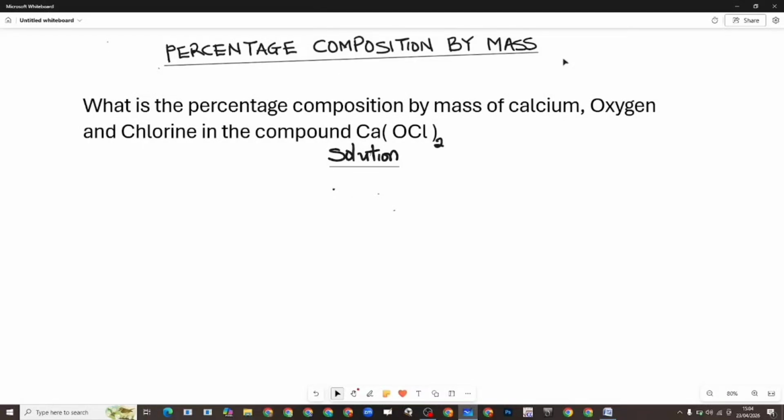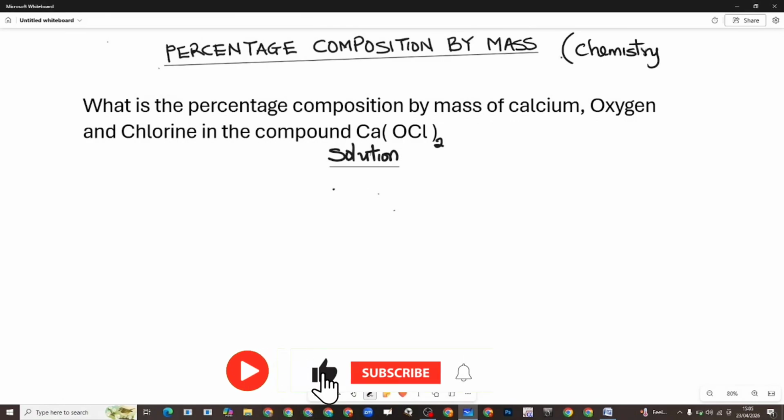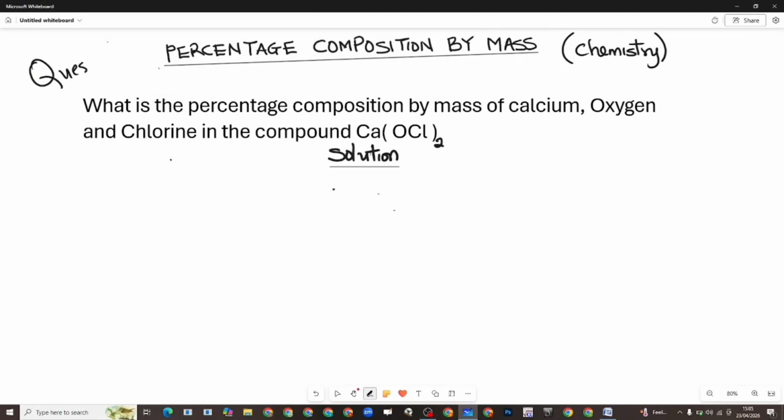Alright, so we're looking at percentage composition by mass in chemistry. Let's look at how to calculate questions on percentage composition by mass. We're taking about 5 questions on this. So this is question 1.